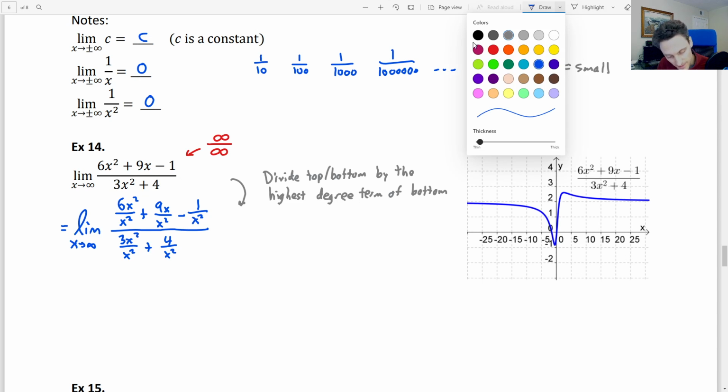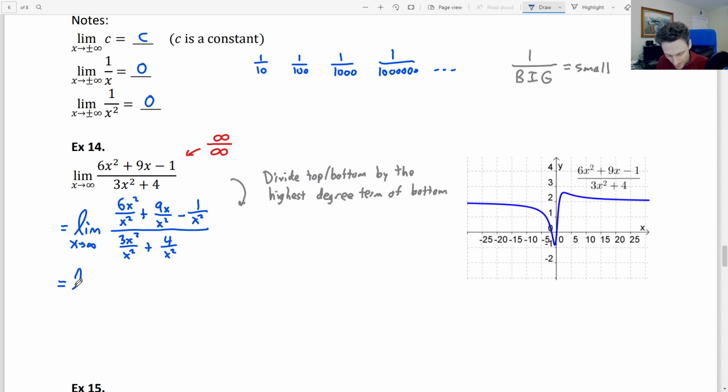And then when you simplify, you're going to see something happening. 6x squared divided by x squared, that gives you 6. Then you have an x canceling with the next term, and you get 9 over x. The last term just stays as negative 1 over x squared. And then on the bottom, you get 3 plus 4 over x squared.